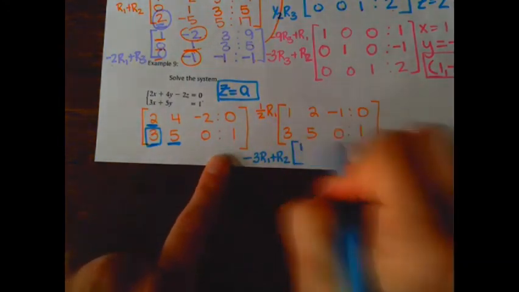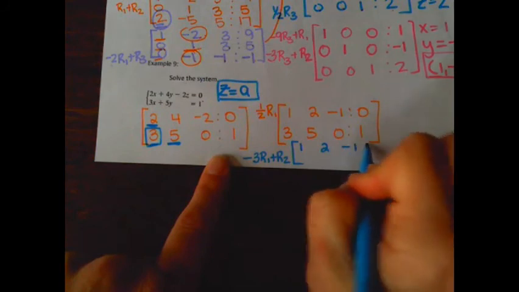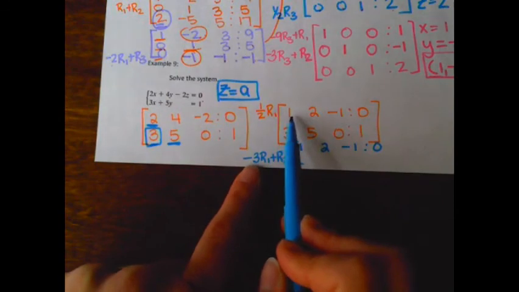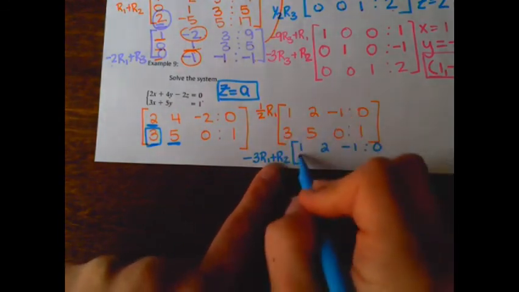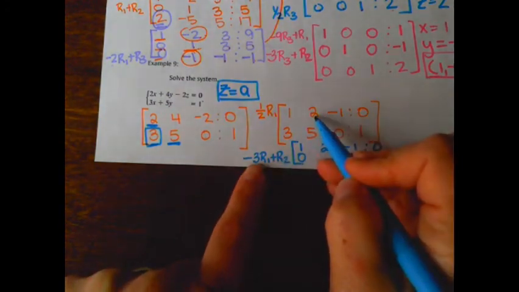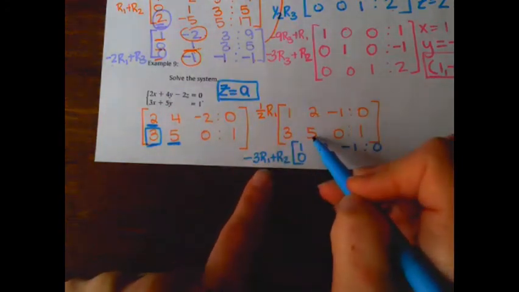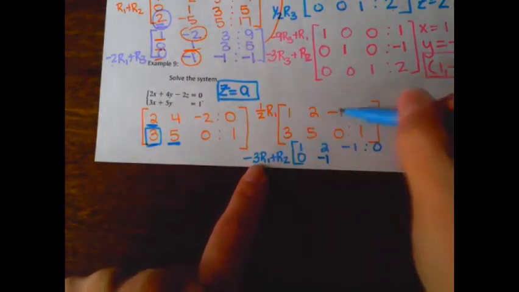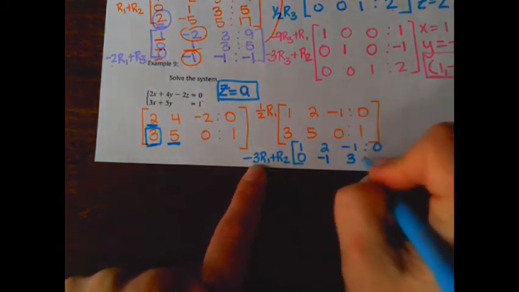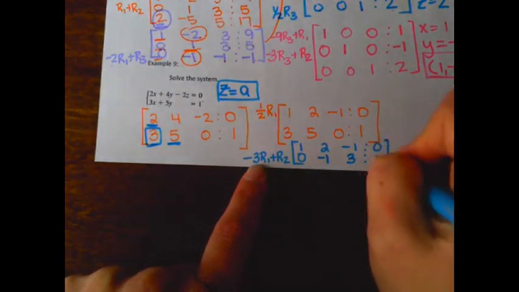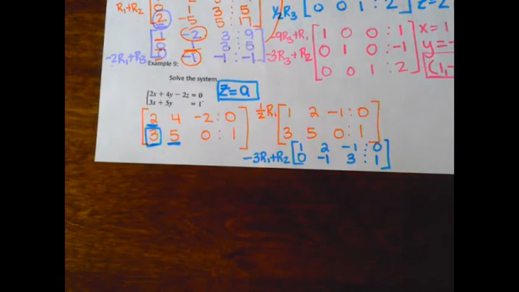So I'm going to have 1, 2, negative 1, 0. Then for the second one, negative 3 times 1 is negative 3. Negative 3 plus 3 is 0. Good. Negative 3 times 2 is negative 6. Negative 6 plus 5 is negative 1. Negative 3 times negative 1 is 3. 3 plus 0 is 3. Negative 3 times 0, 0 plus 1 is 1. Okay, you guys all okay with that?